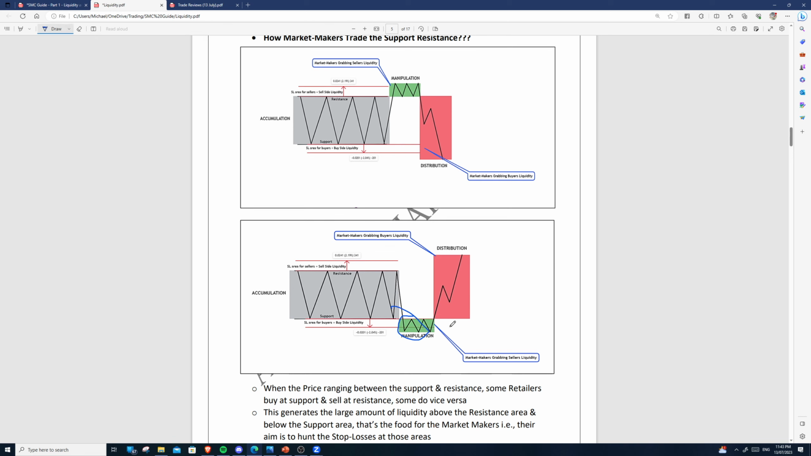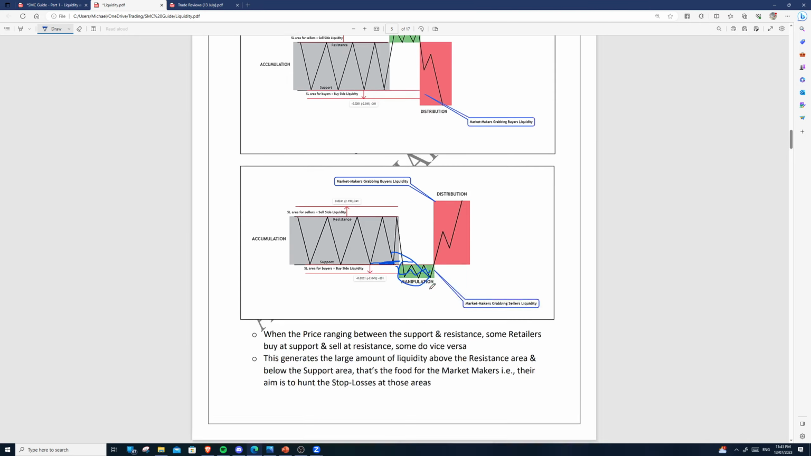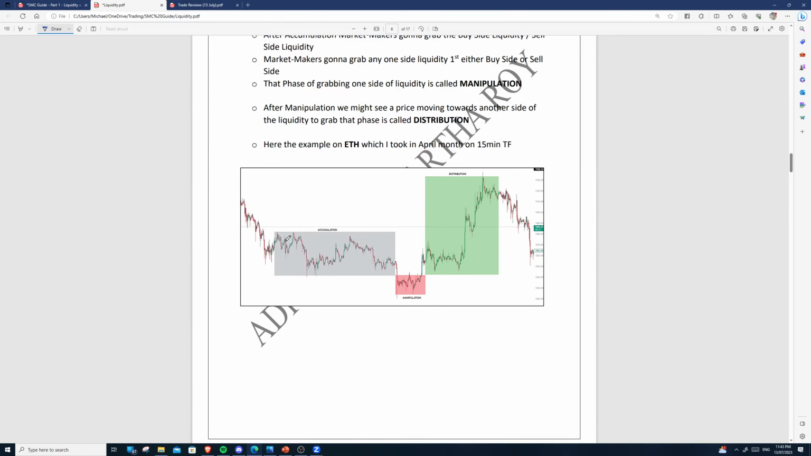Right, so this move here took out all of those long positions who sought to long at support, and then once those positions were taken out, we distribute much higher for the true move to the upside. Okay, so accumulation, manipulation, and distribution.